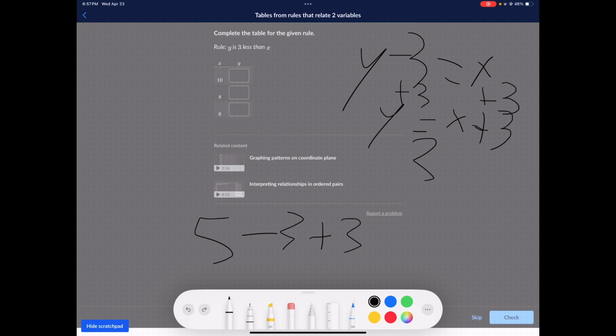So we have y equals x plus 3 here. So we would plug in each value and fill in the blanks for y. What we're basically doing here is adding 3 to all these numbers. So we have 10 for x. So what is 10 plus 3?